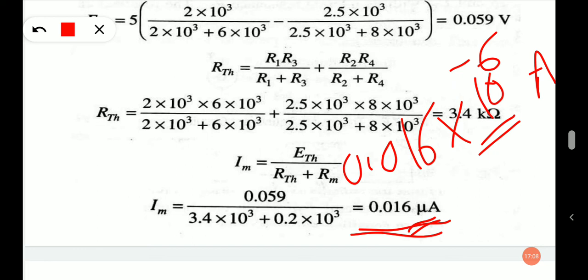So this is the Thevenin equivalent circuit of the Wheatstone bridge circuit, and we also saw one numerical based on the unbalanced Wheatstone bridge. So how to calculate the current flowing through the detector? In the next video we will see about the Kelvin bridge circuit.